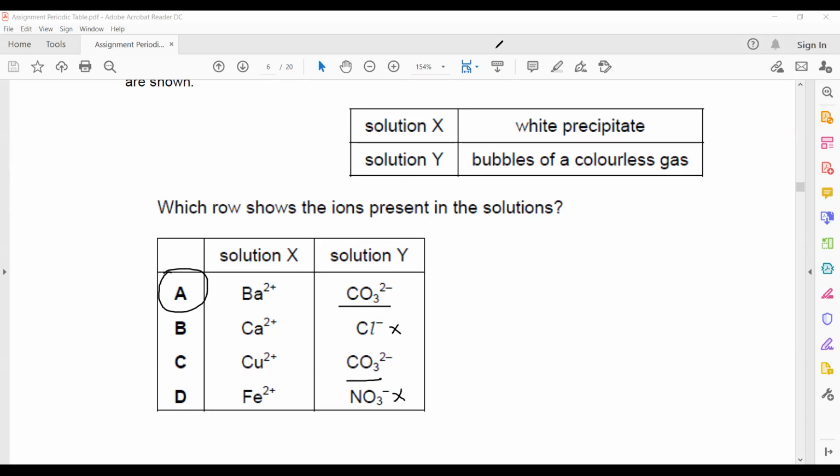How do I know it is barium? Why not copper, or iron? If copper and iron salts are formed, they should form a colored salt, a specific color should be there. But because it does not have any specific color, it's white in color, it shows it can be barium or calcium. And I identify that solution Y is giving a gas. When we add acid to a carbonate salt, then only it releases a gas directly. So it confirmed that A is the right answer. Otherwise, if copper and iron were there, this should not be a white precipitate. It should have a specific color.